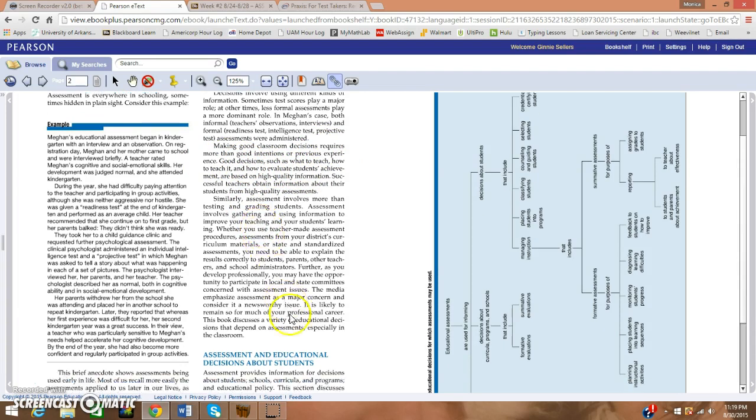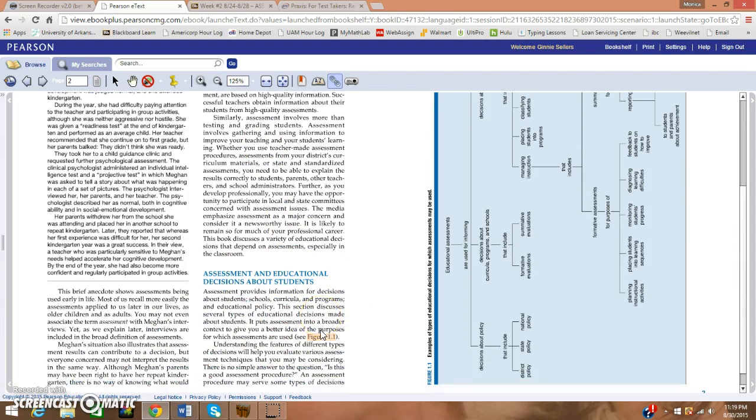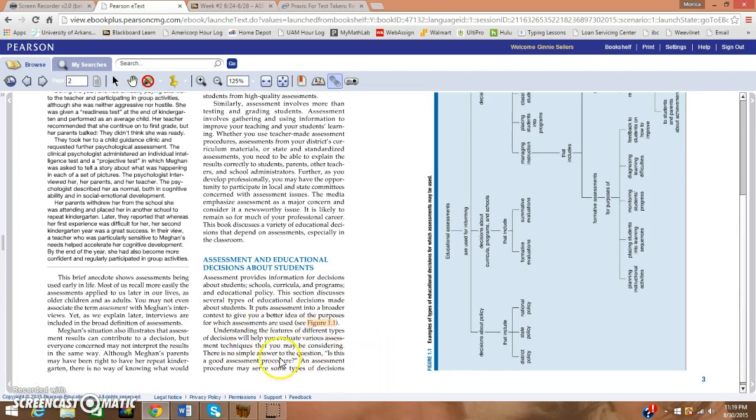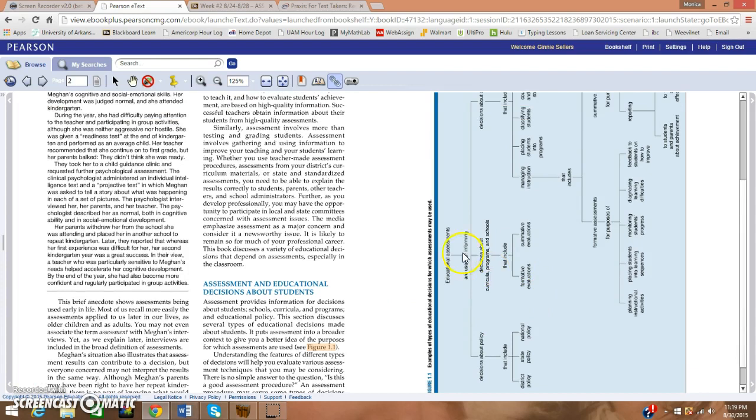Now, the next thing we talk about is assessment and educational decisions about students. And there's no simple answer to the question, is this a good assessment procedure? Because some procedures serve some types of decisions well, but not others. Now, over here, figure 1.1 is a good example, and it tells us the types of educational decisions for which assessments may be used. And I'm going to be bookmarking that page so that I can use it later.